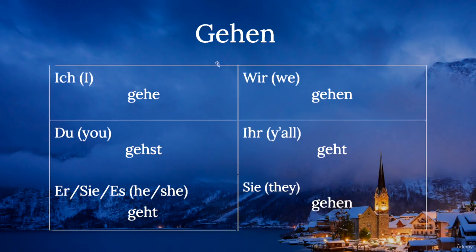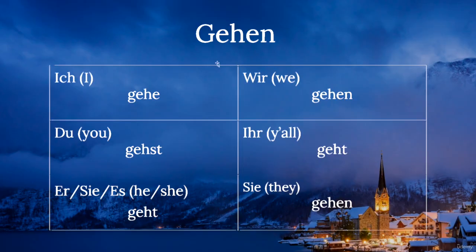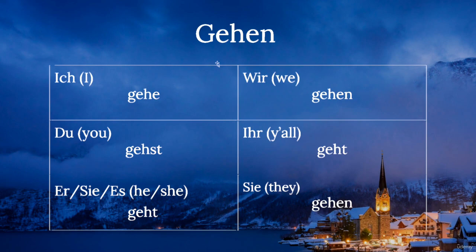Er, sie, es geht. Wir gehen. You can see the verb stays the same here. Ihr geht. And finally, sie gehen. Just like wir gehen.